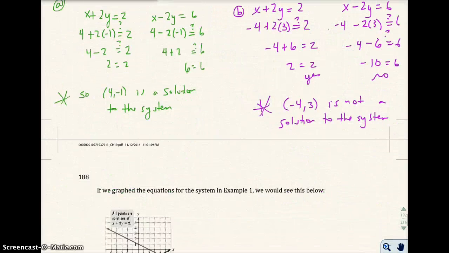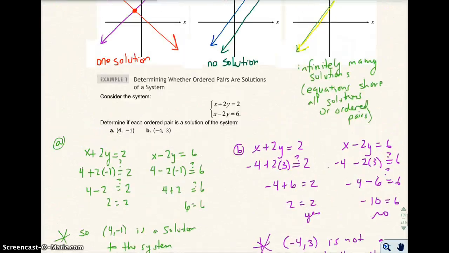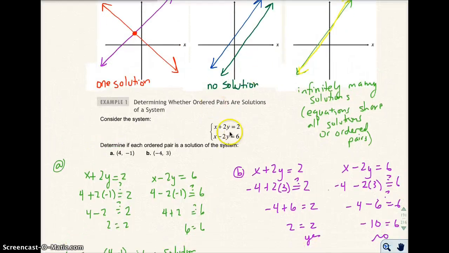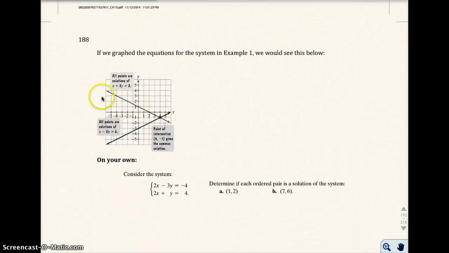Okay. So let's go ahead and look at the equations for the system in example 1. If we were to actually physically graph these lines, you could go back to the intercepts method or y equals mx plus b, that was something we did in, I believe, chapter 2. Here is the first line, x plus 2y equals 2. And here's the other line, x minus 2y equals 6. Each line represents all the points that are solutions to that equation. The point (4, negative 1) is where they intersect, which gives the common solution. This is the only point that worked for this equation and worked for that equation.